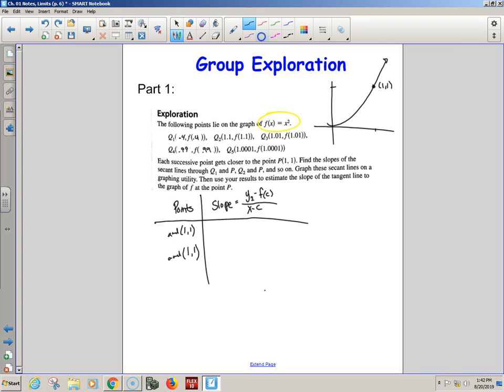I'm going to give you guys a chance to read this. But we're making secant lines, and every single time we're going to the point 1, 1. So I think 1, 2, 3, 4, 5. They give us 5 different points.